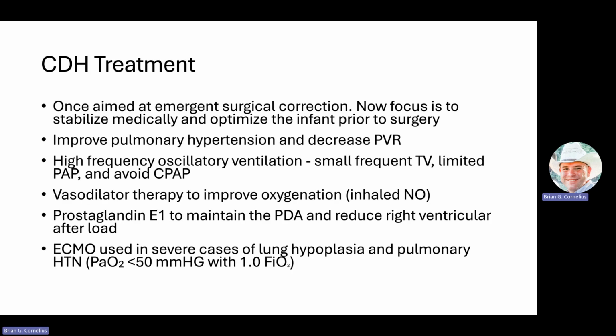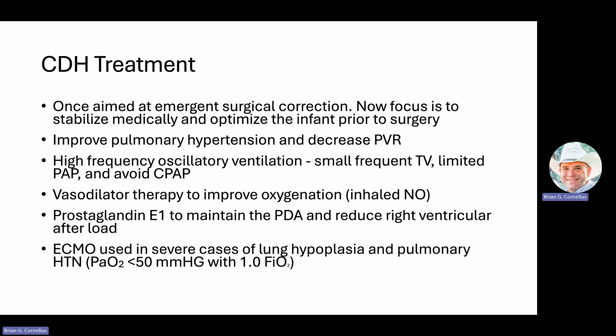So how do we treat it? Your overall goal is to get the patient surgically corrected, but how do you do that, especially if you're not at a pediatric surgical center? So what we're usually going to focus on is initial medical stabilization and optimizing the infant prior to surgery. So how do we do that? Trying to treat their pulmonary hypertension and decreasing their pulmonary vascular resistance.